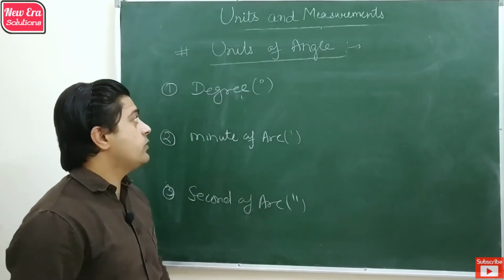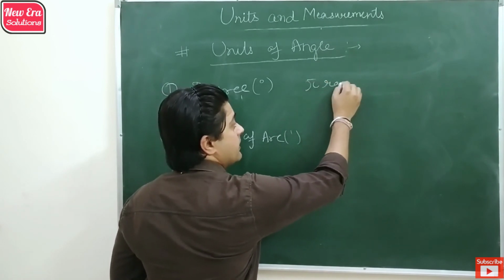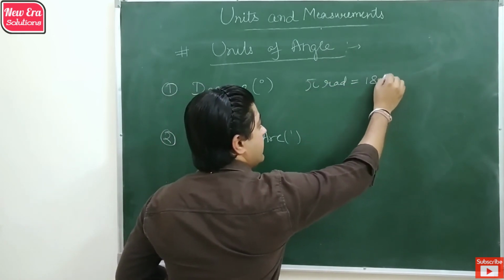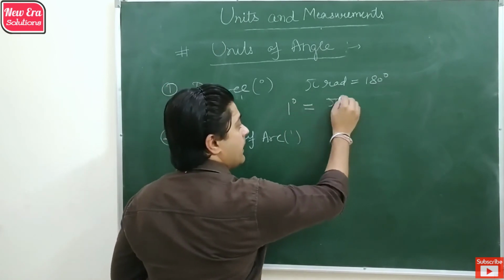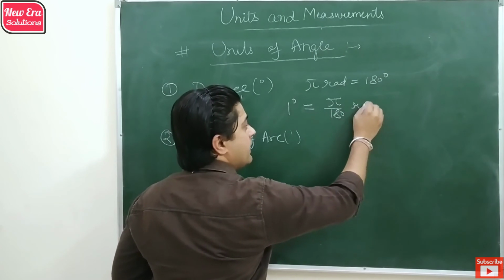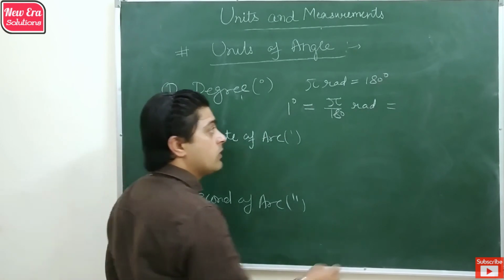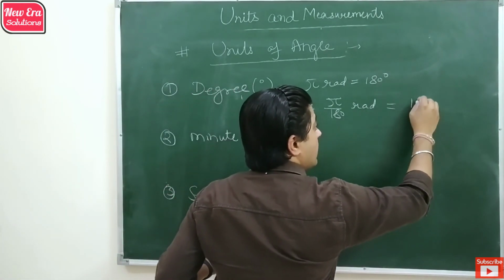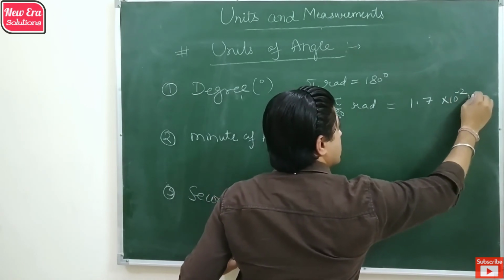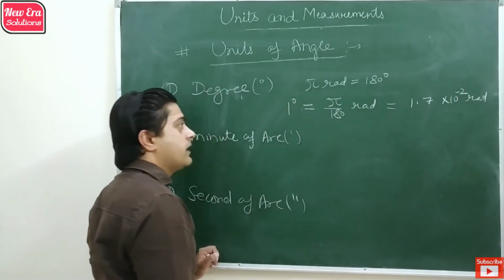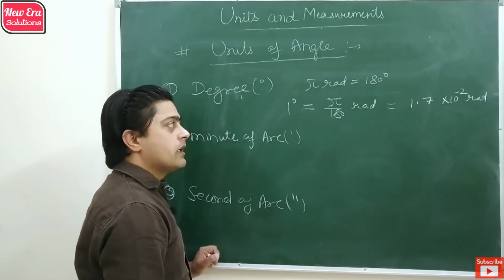So the first unit is degree. As we know, pi radian is equal to 180 degrees. So 1 degree is equal to pi by 180 radian. By putting the value of pi, that is 3.14, we can obtain 1.7 into 10 raised to power minus 2 radian. So 1 degree is equal to 1.7 into 10 raised to power minus 2 radian.